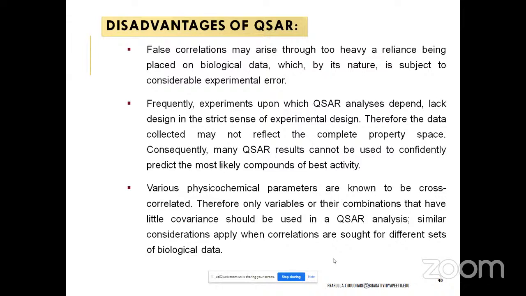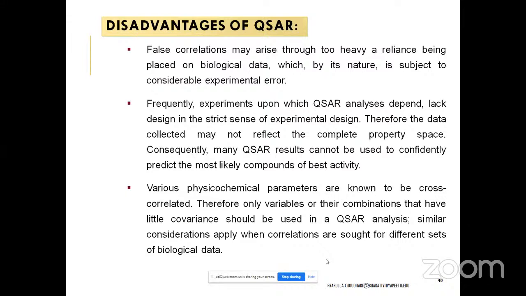Biological activity is correlated with the physicochemical properties. If the biological activity is faulty, or by its nature has considerable variation, such as species variation, experimental timing variation, and tool variation, then because biological activity is by its nature subject to considerable experimental errors, relying heavily on biological data might lead to certain false correlations.